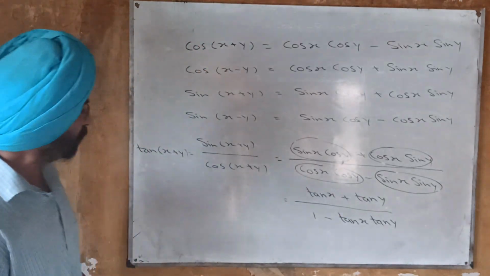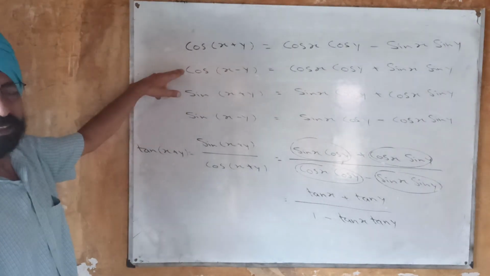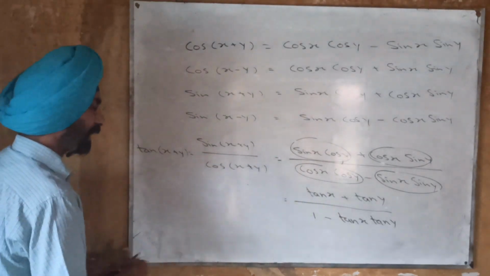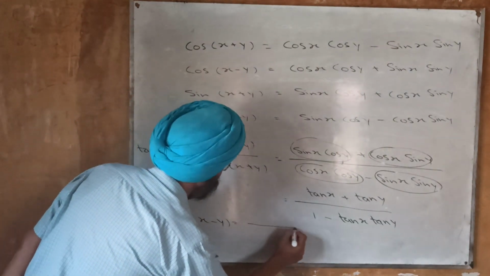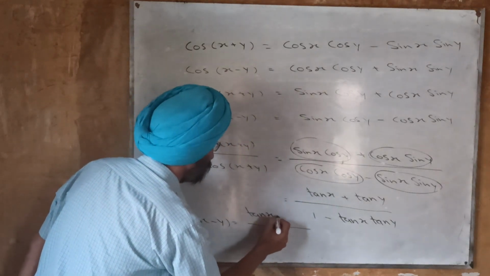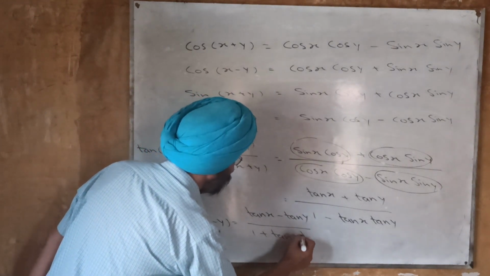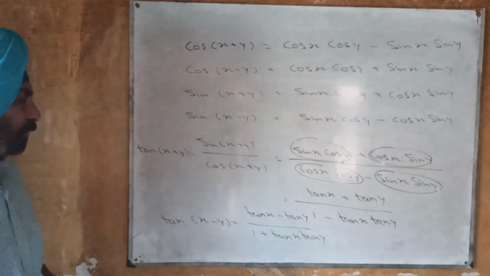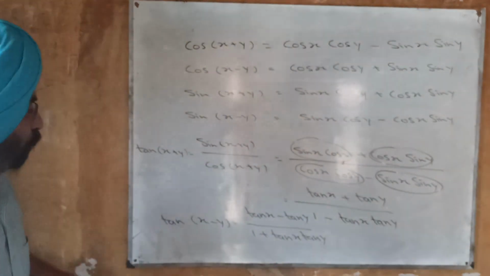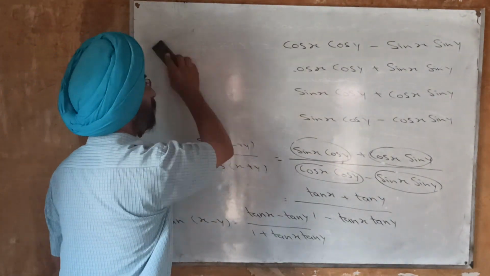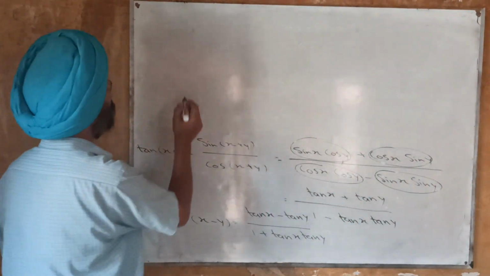Similarly, if we divide the fourth one by the second one, sin(x − y) over cos(x − y), by the same process you will get tan(x − y) equal to (tan x − tan y) over (1 + tan x tan y), and this will be the formula for tan(x − y).